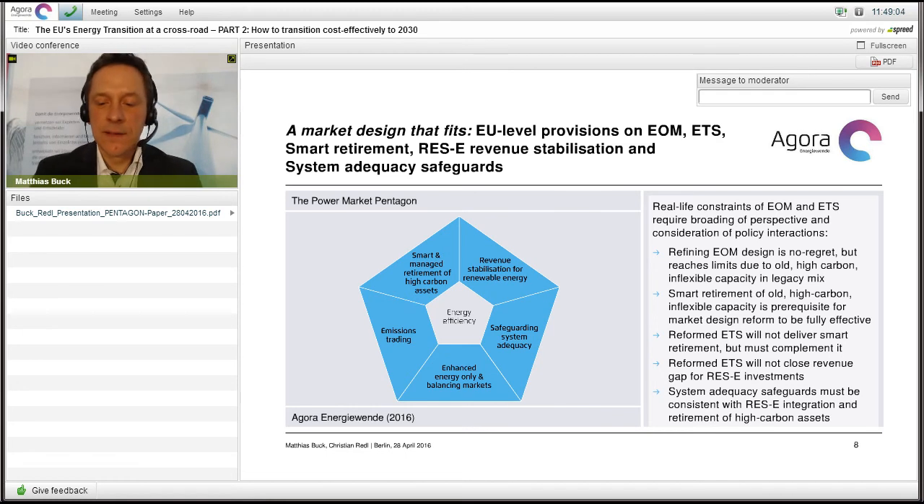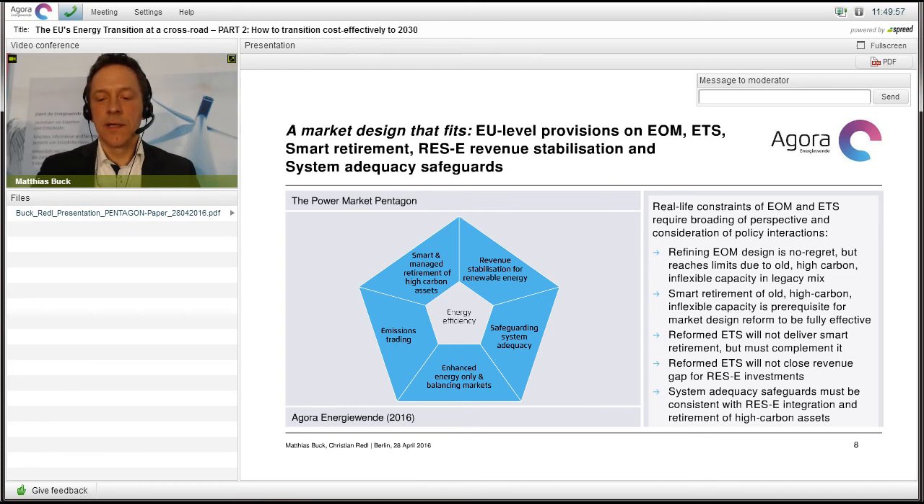Of course, there is, I think, a broad understanding that refining the energy-only market is as such a no regret. But importantly, and this I think is where we are contributing to the debate, is that the effectiveness of market design reforms is limited unless the issue of smart retirement of old high carbon and inflexible capacity is tackled. Now, this needs to be tackled primarily at national level, but there need to be some enabling EU level conditions for this. The same goes for reformed ETS. Currently, the ETS is not supporting smart retirement actively through the CO2 price. It is also not helping it through the way the system is operating.